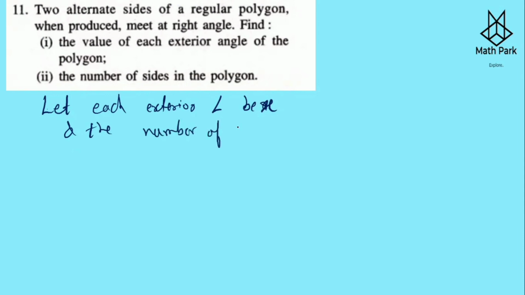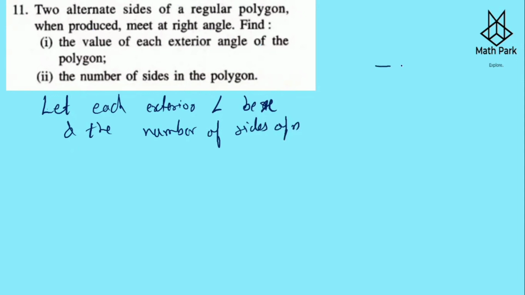The last question of this exercise: two alternate sides of a regular polygon, when produced, meet at a right angle. Find the value of each exterior angle of the polygon and the number of sides in the polygon. Let each exterior angle be x and the number of sides be n. Okay.